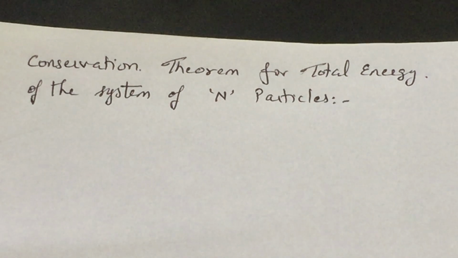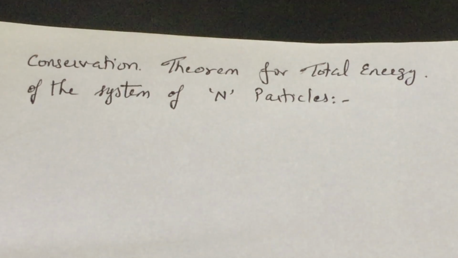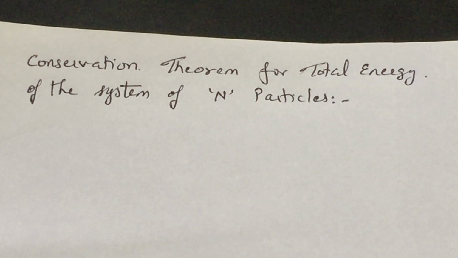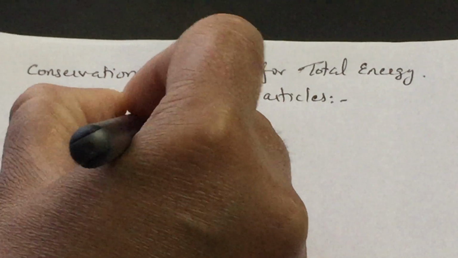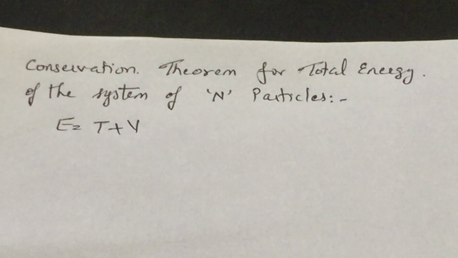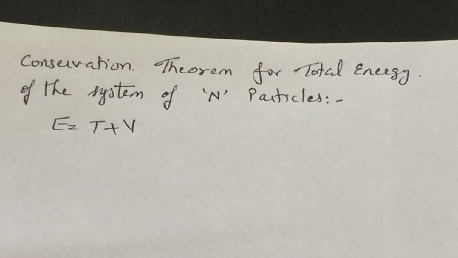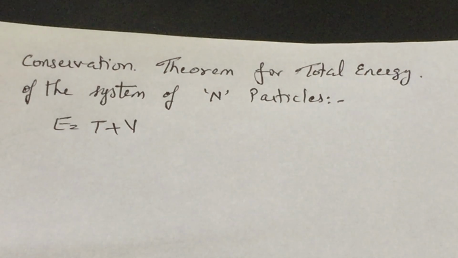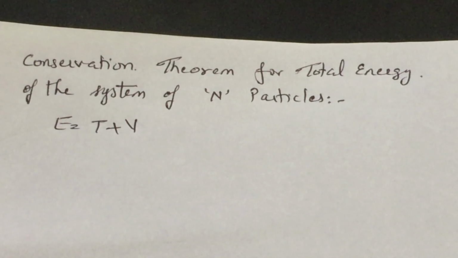Hello students, today we will talk about the conservation theorem for total energy of a system of n particles. Total energy is the sum of kinetic energy and potential energy. Kinetic energy we are going to represent by capital T, and potential energy by capital V. The total energy of a system will remain constant only for a many-particle system.